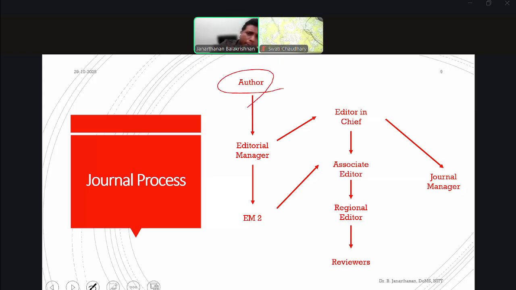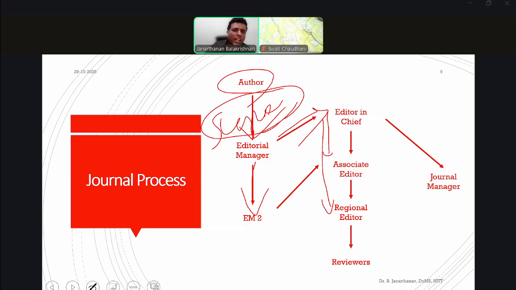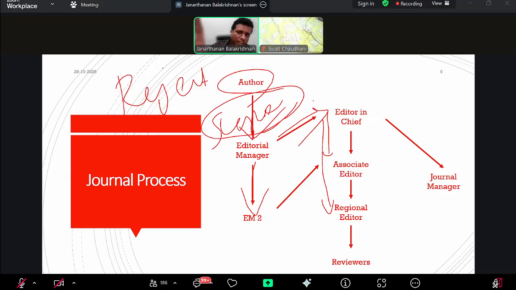When the author submits a paper, it will first go to the editorial manager. The editorial manager will check the scope, any missing data or any ethical data. If the scope is there and the ethical data is there, they will move to editorial manager 2, or directly to the editor-in-chief. The editor-in-chief will not look into the paper. The editor-in-chief will give it to an associate editor or regional editor. The associate editor or regional editor will only look for reasons to reject the paper. Understand? No one wants to accept the paper. So you have to be very clear.